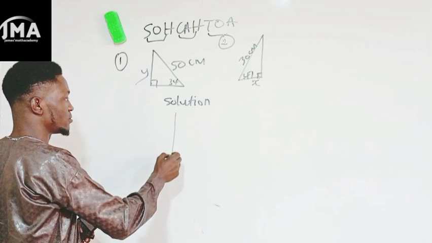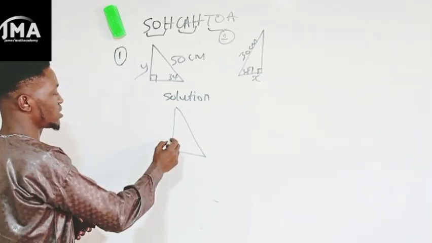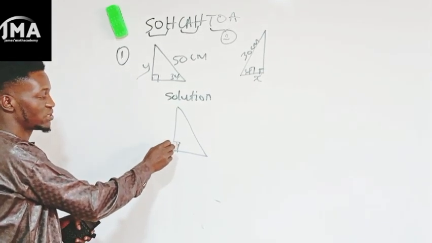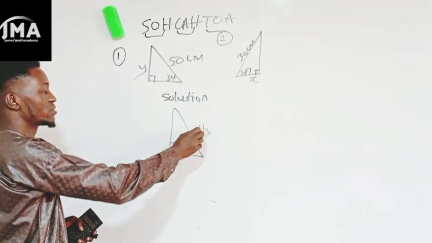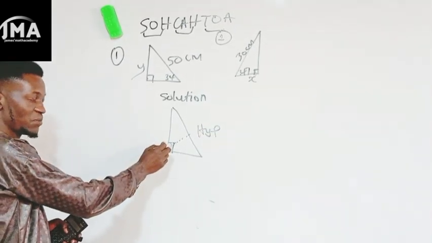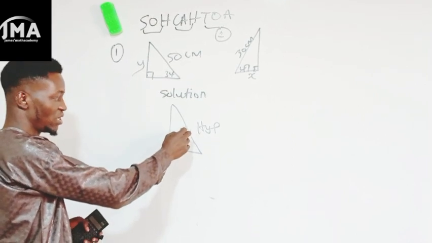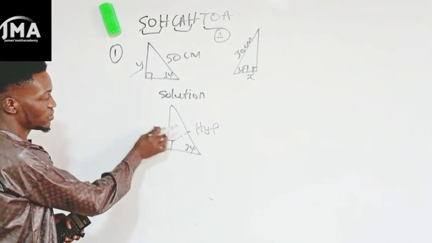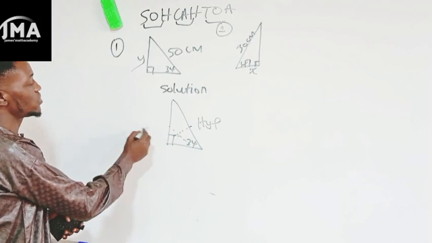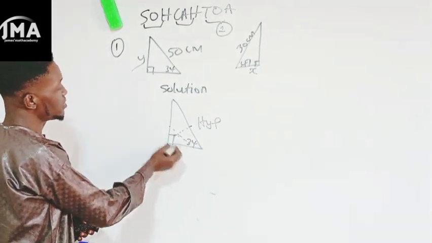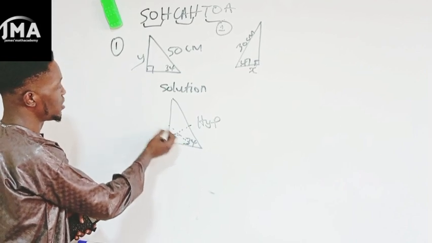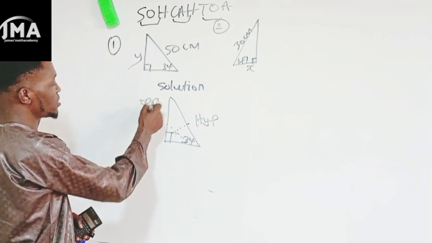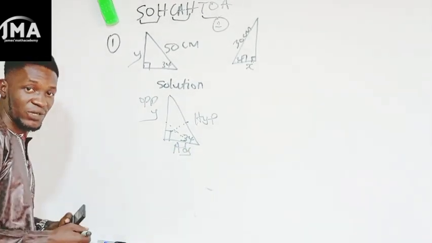I'm going to redraw it. Any place this symbol is pointing, that is the tip of this right angle triangle, and any place it is facing is the hypotenuse. Any place this angle is facing is the opposite. This angle is facing this side, isn't it? So this is our opposite. Then the other one is the adjacent. That is the other way to recognize it.